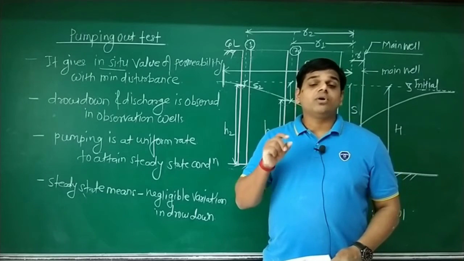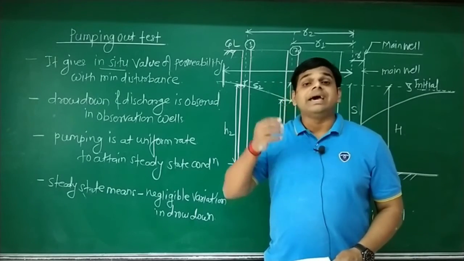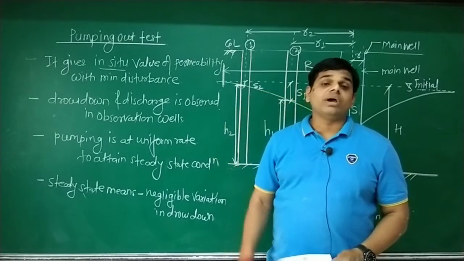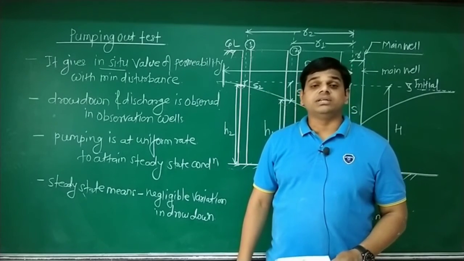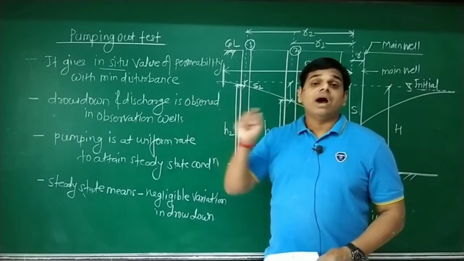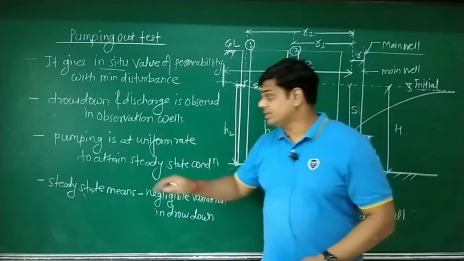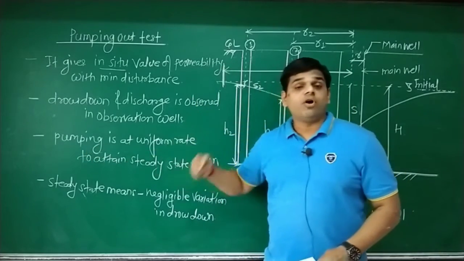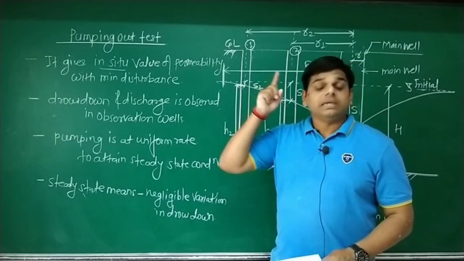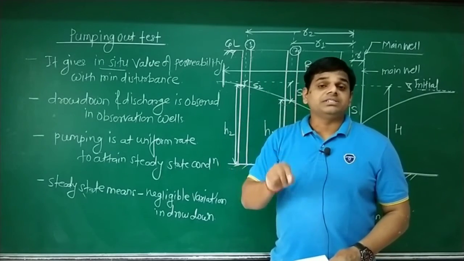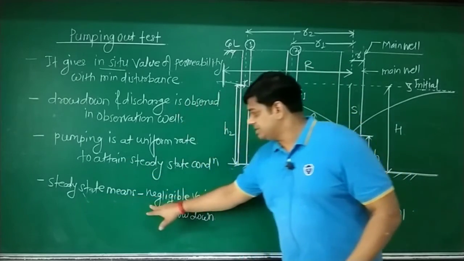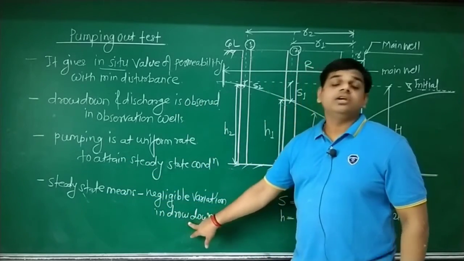Drawdown is the amount of quantity of water extracted from the main well, and then the level available in the well remains steady, constant, even though discharge is continuously at a constant rate. So while performing this test, we are going to take the water out of the well till the well attains steady state condition. So steady state means negligible variation in drawdown.